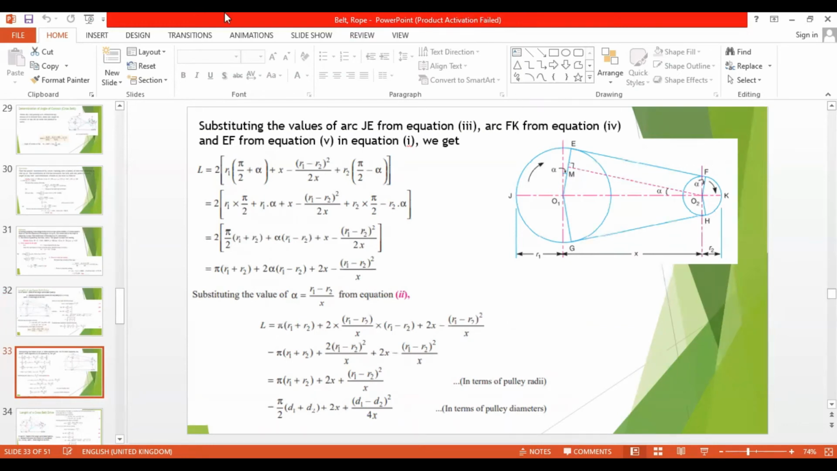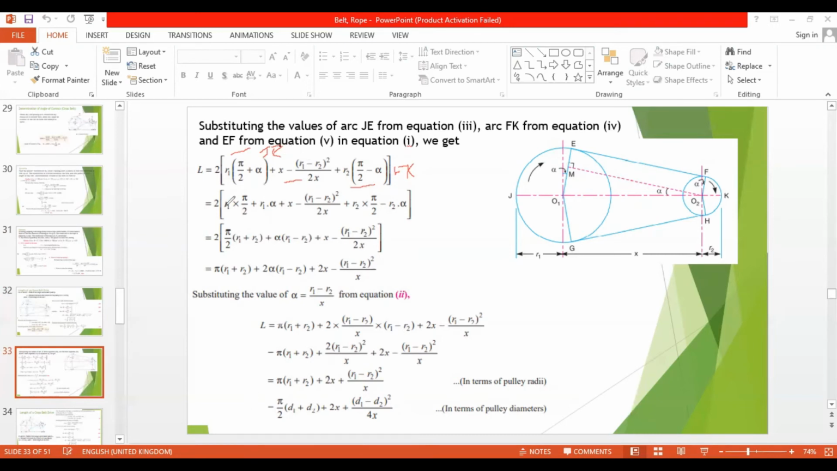plus the length of the arc FK also we need to add, right? So that is this length, that is R2 into pi by 2 minus alpha, that's here, right? So this is FK length, this is JE length, and we need to put the length of the EF also, right? EF is equal to MO, that we have found, x minus R1 minus R2 whole square upon 2x. So now the total length is somehow obtained in the formation of an equation.